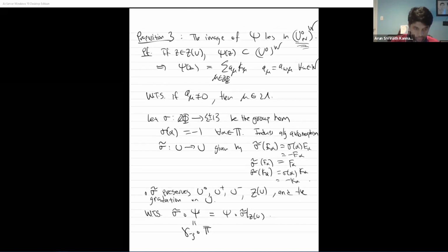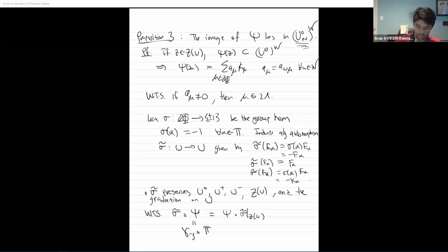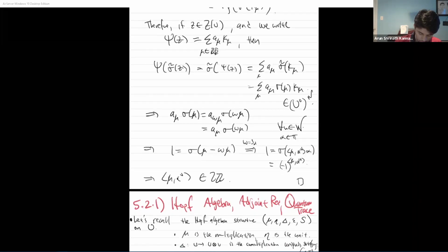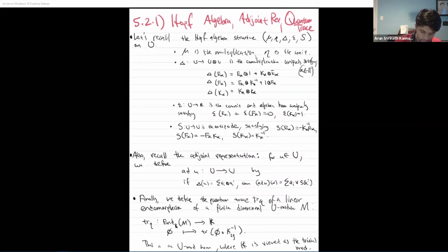Okay, so what we've done now is that we've shown that it's injective, and we've shown that the image lies in here. So the next step is to show surjectivity. Before we begin there, let's just recall a little bit about the Hopf algebra structure. I'm going to skip mentioning the adjoint representation and the quantum trace. We won't get to that today, but let's just recall what the Hopf algebra structure on the U is.